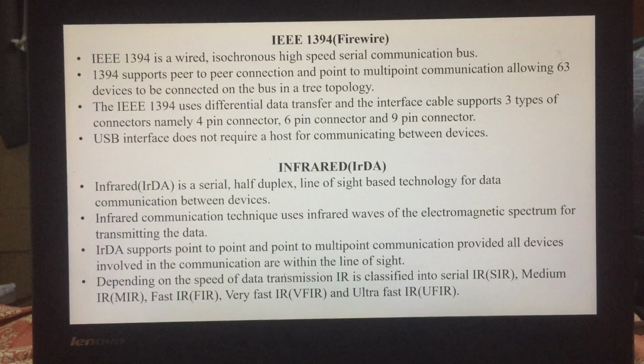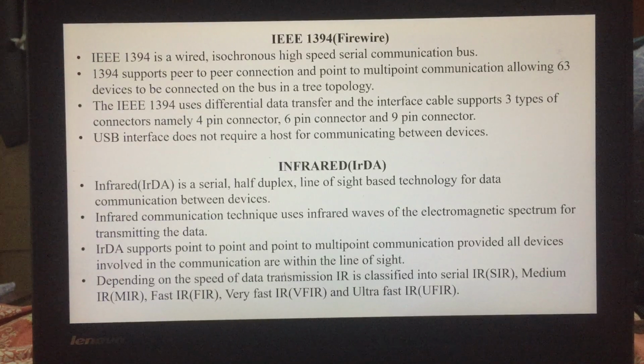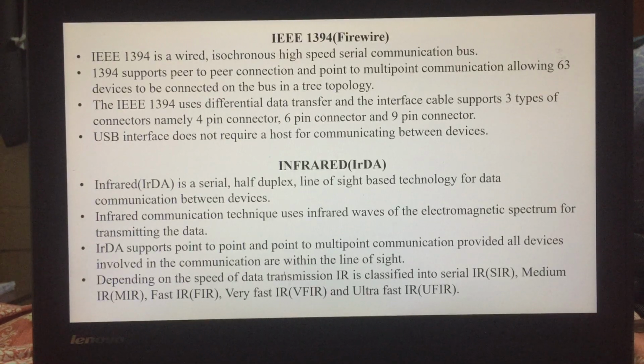Peer-to-peer communication means computers are connected to each other. 1394 supports peer-to-peer connection and point-to-multipoint communication. In this, 63 devices are connected in a tree topology. Tree topology is a hierarchical fashion of connection in which each node can have child nodes.